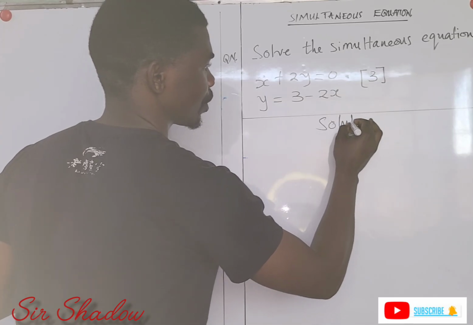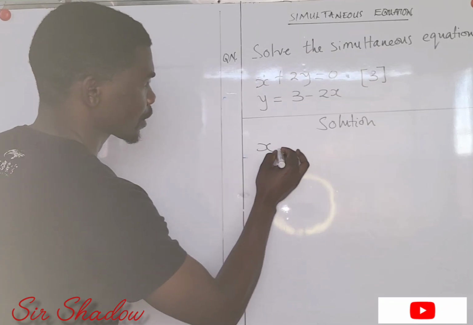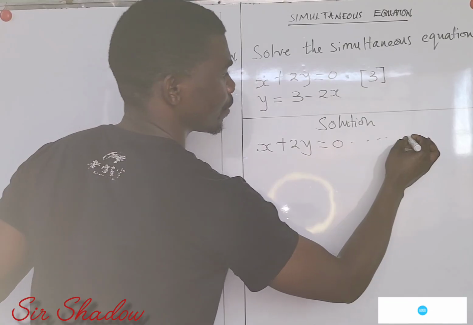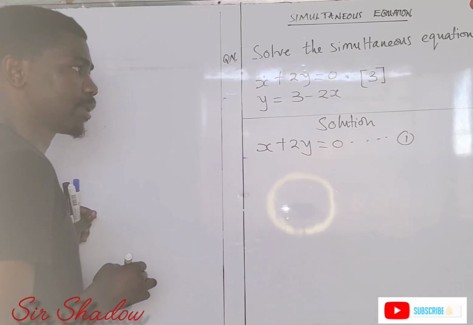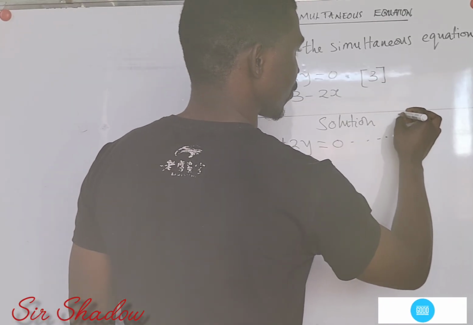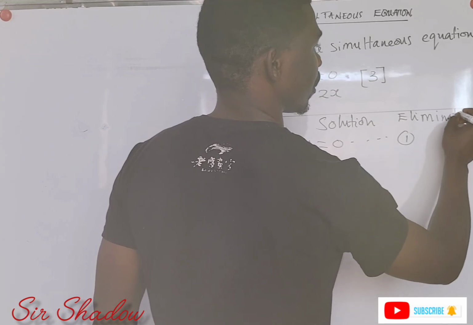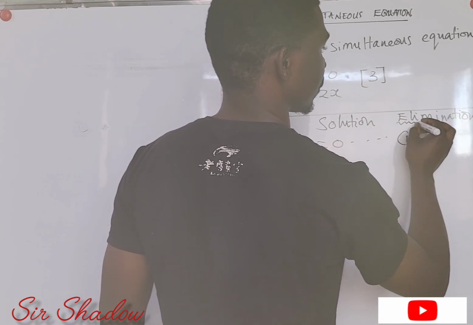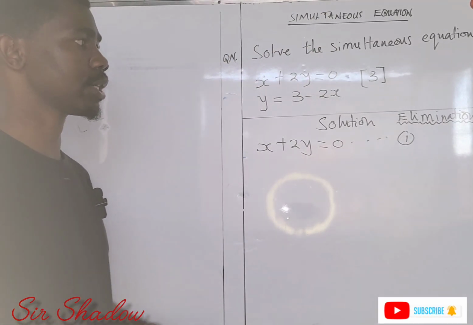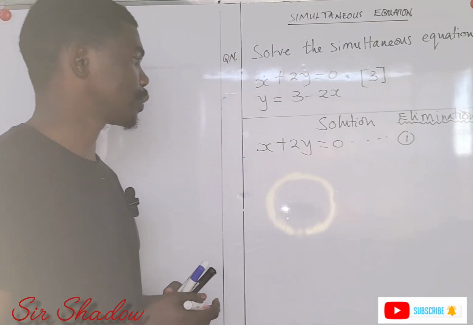So let me write the solution. We're given the first equation, which is x plus 2y is equal to 0. I can name it equation number 1. Remember, I'm going to use the elimination method, one of the methods of solving simultaneous equations. That's the method I'm going to use to solve this simultaneous equation.